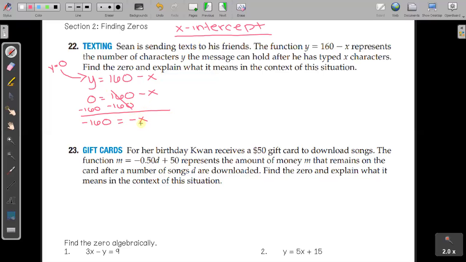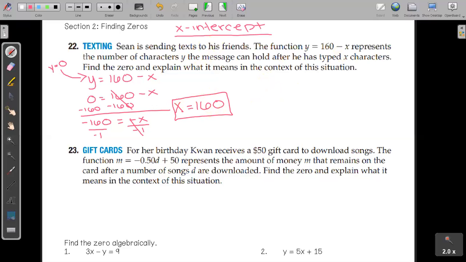We need a positive x, so we're going to divide the whole thing by negative 1. All it does is switch all the signs. So we're going to have x equal positive 160. So our zero is x equals 160. So we are talking about sending text to friends. So what this means is he has 160 characters he can use. So he can send no more than 160 characters in text messages before he runs out.